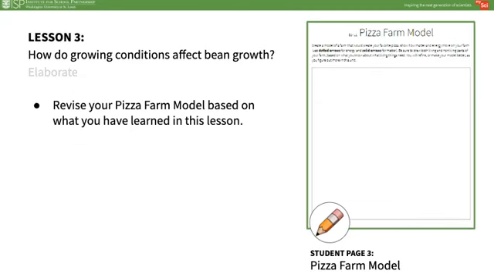In the Elaborate portion of this lesson, give students time to revise their pizza farm model based on the results from their experiment. You may want to give students time to provide each other with feedback on their models. As a result of this investigation, students may be able to draw matter arrows from air and water to the plant. They should also be able to draw energy arrows from the sun to the plant if they had not done so already.